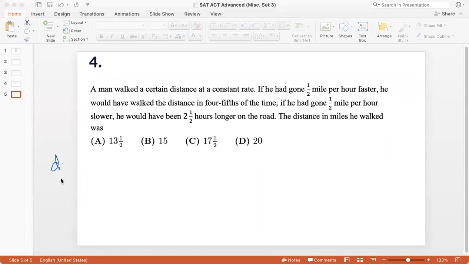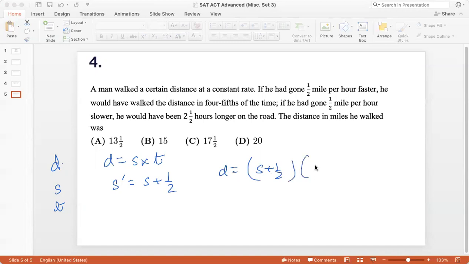Okay, so let's say the distance is d, the speed is s, and the time is t. So d is s times t, right? The primary equation. Now, if he had gone half mile per hour faster, so if his speed was s dash, that is s plus 1 by 2, he would have walked the distance in 4/5 of the time. So then d would have been (s plus 1 by 2) into 4 by 5 t, right? Because he would have taken 4/5 of the time.